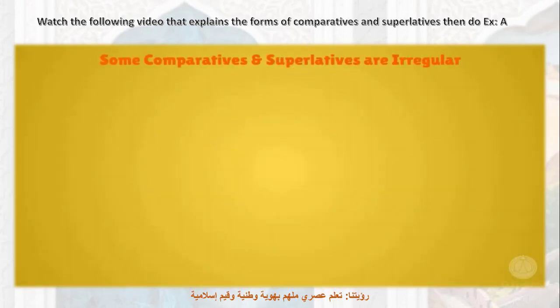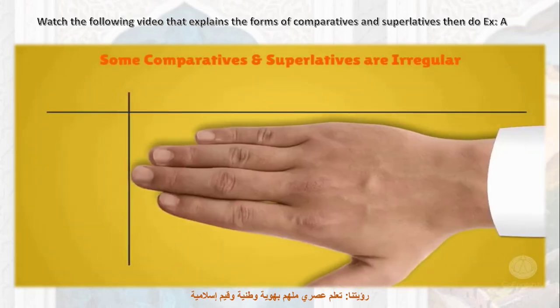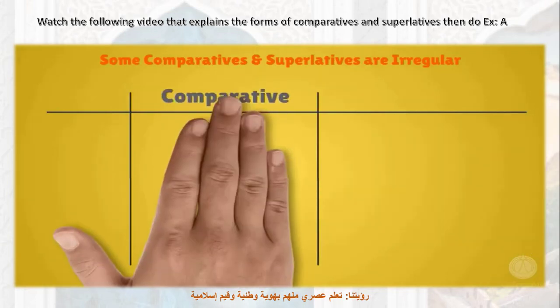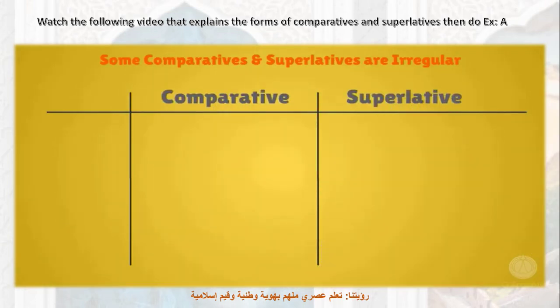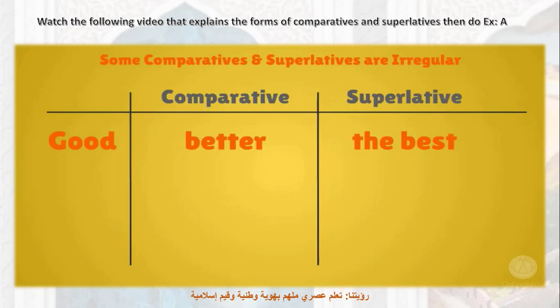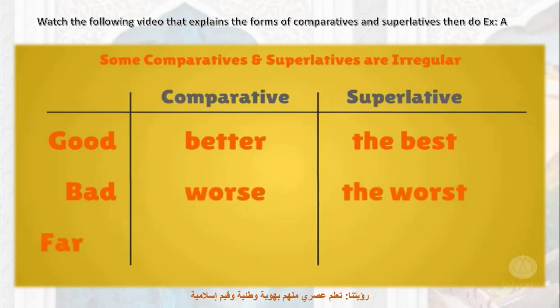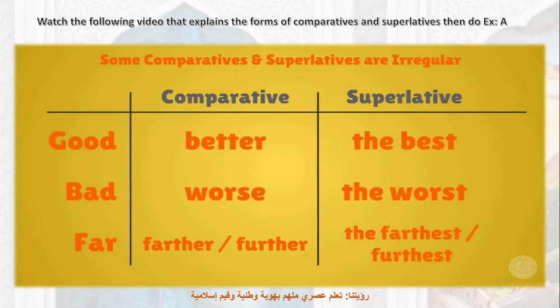Some comparatives and superlatives are irregular. Good, better, the best. Bad, worse, the worst. Far, farther, further, the farthest, the furthest.